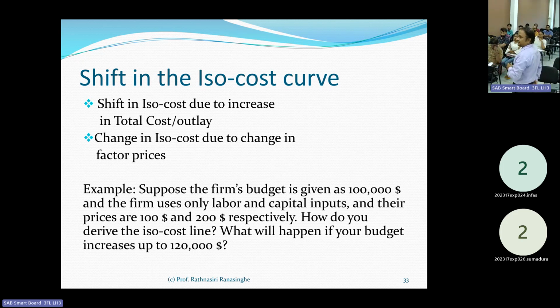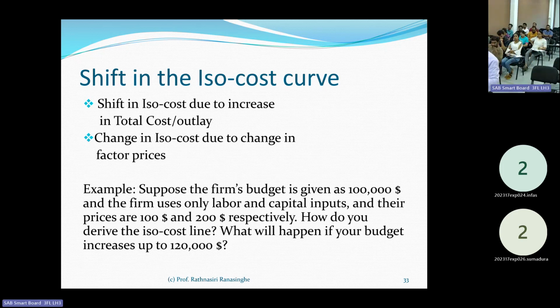So in the first instance, if there is a rise in the total outlay, that shifts the isocost curve to the right. If there is a decline in the cost, a cost reduction, that shifts the entire isocost to the left. That can also happen.